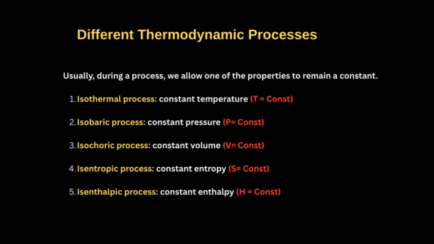So we can identify 5 different processes. We have the isothermal process, where the temperature remains constant. We have the isobaric process, where the pressure remains constant. We have the isochoric process, where the volume remains constant. The isentropic process, where the entropy remains constant; we have to study what is isentropic, or basically what is entropy. And the isenthalpic process, where the enthalpy remains constant. So these are the different thermodynamic processes that are possible.